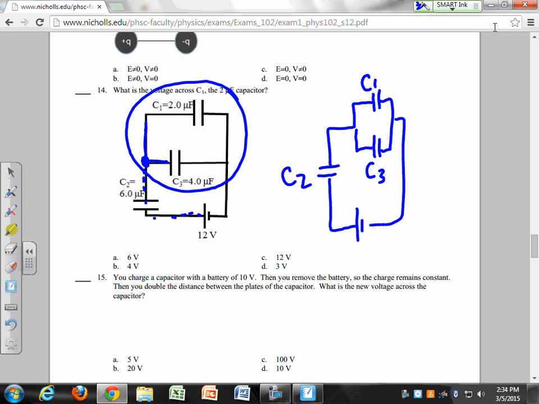They certainly will have circuits laid out like this. Most of your circuits are going to be laid out like this on the test, actually. So C2 is just in series with the ones in parallel? That's right. C2 is in series with C1 and C3, which are in parallel.